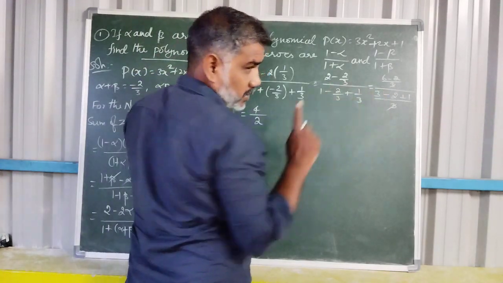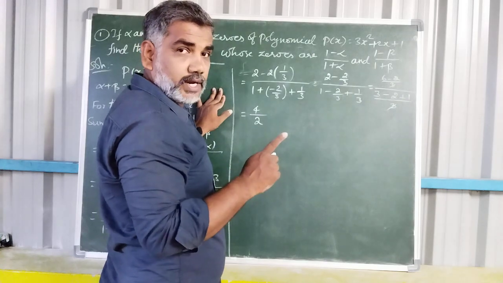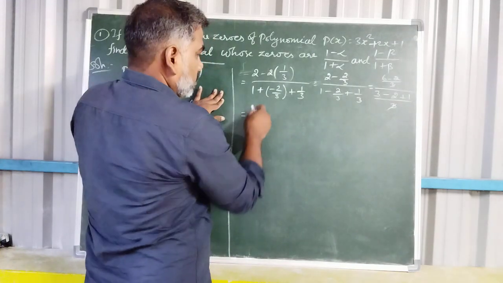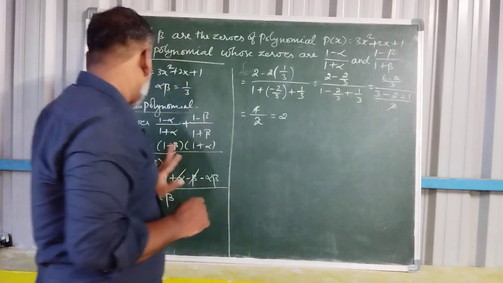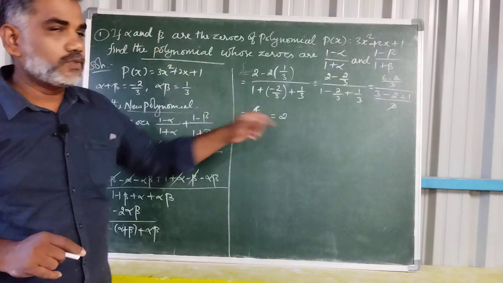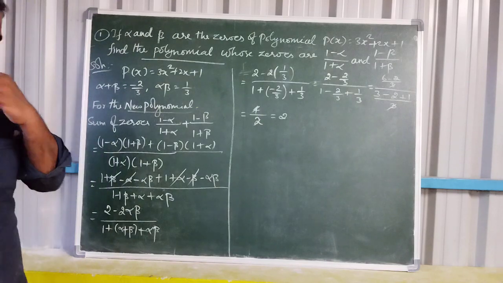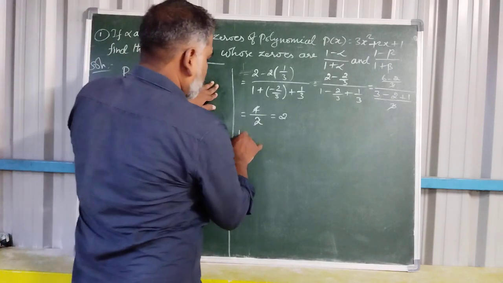3 minus 2 is plus 1, plus 1 plus 1 is what? 2. Clear? So, 4 by 2. If you cancel it, what are you getting? Equals 2. The first sum of zeros is how much? 2. Clear? Good. Now, we have to find the product of zeros.